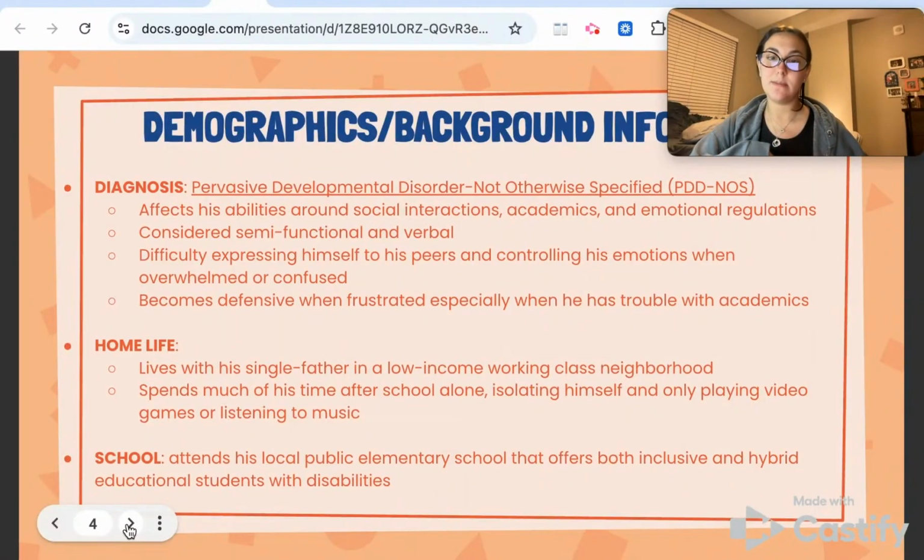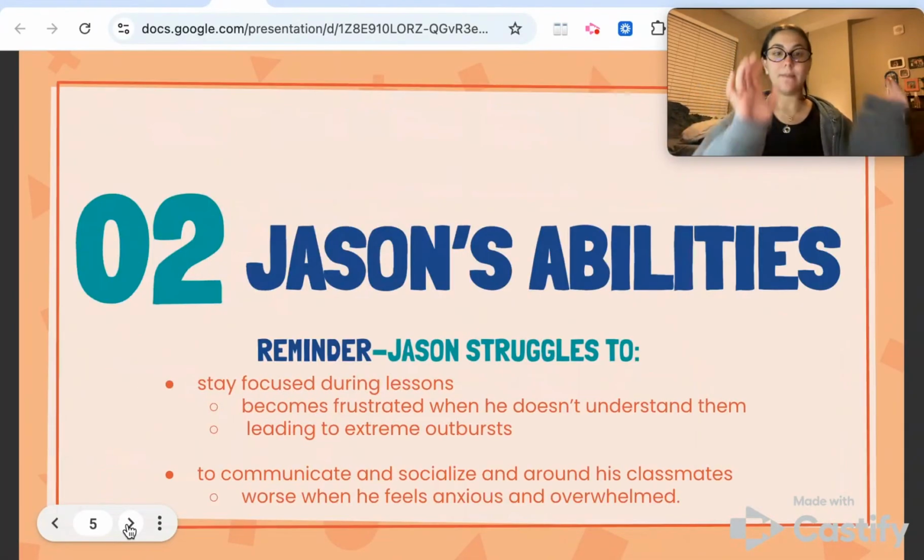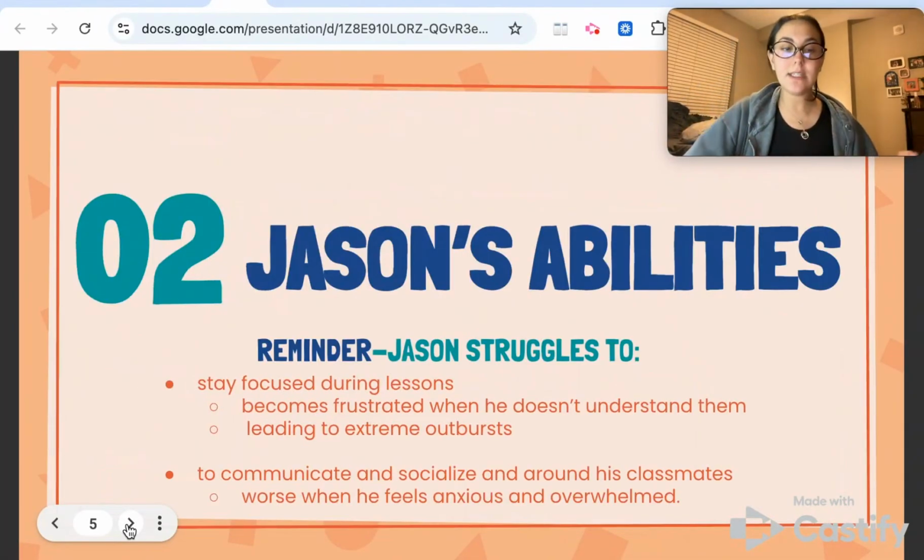He has difficulty expressing himself to his peers and controlling his emotions when he is overwhelmed or confused, and becomes defensive and frustrated easily, especially when he has trouble with his academics. He spends much of his time alone after school because he lives with his single father in a low-income working class neighborhood. He attends this local public elementary school that offers both an inclusive and hybrid educational approach for students with disabilities.